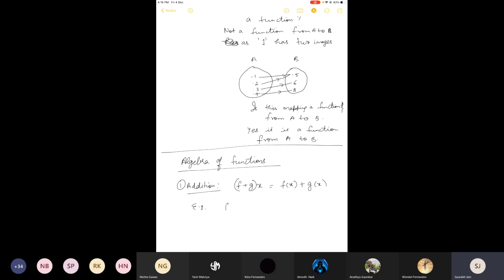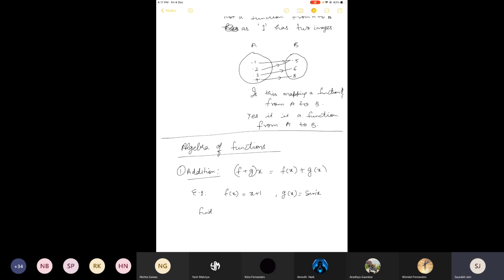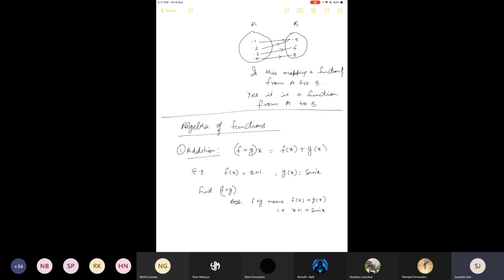See what happens. They will give you some different functions, like a function x plus 1, and they can give you some trigonometric function, let's say simply sin x. And if in the question it is asked to find f plus g, then they are asking you to simply add these two functions. So what does f plus g mean? f plus g means f(x) plus g(x). That means here in this question it will be x plus 1 plus sin x. I'm just telling you this because of the notation. If someone writes f plus g, that means he wants you to add these two functions.